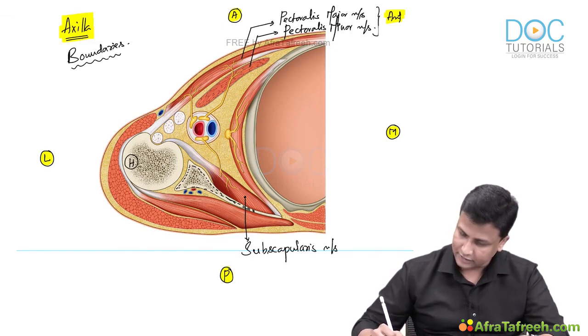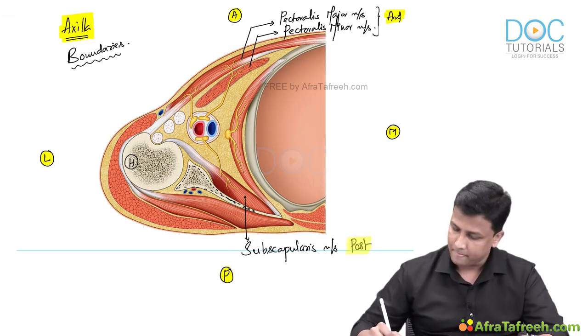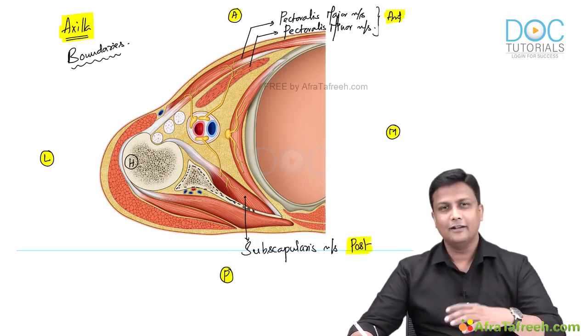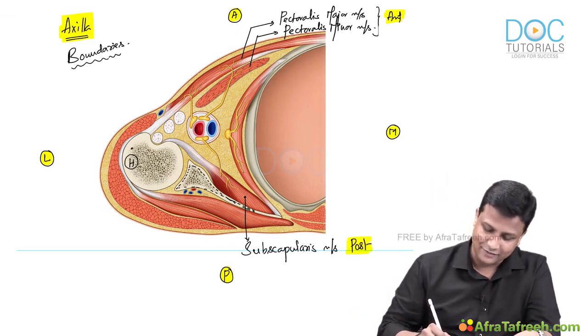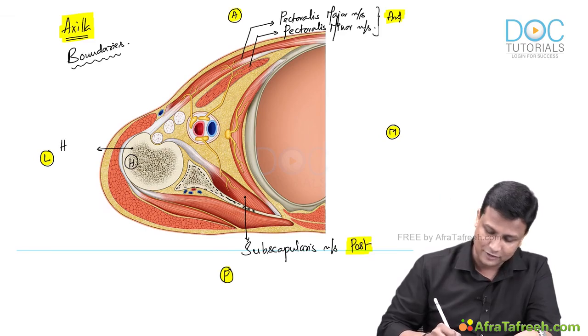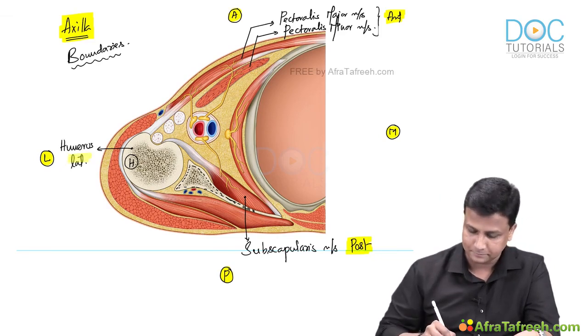Subscapularis muscle, and this is actually going to form the posterior boundary of the axilla. Perfect. Once you are done with the anterior and the posterior, lateral boundary is the easiest one. Why? Because without any doubt we have got your humerus bone over there. The humerus is actually going to form the lateral boundary of the axilla.